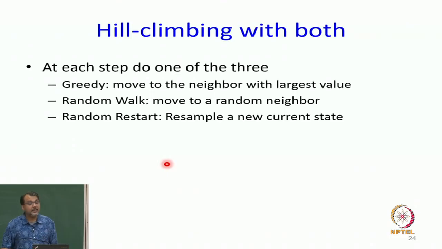Of course, you can do both. You can do hill climbing with both random walk and random restart. So at each step, do one of the three. Either take a greedy move with some probability, or take a random walk move to a random neighbor with some probability, or do a random restart and resample a new current state.